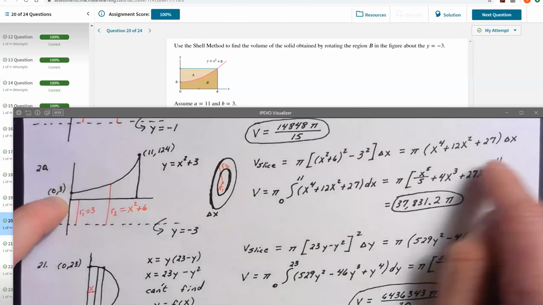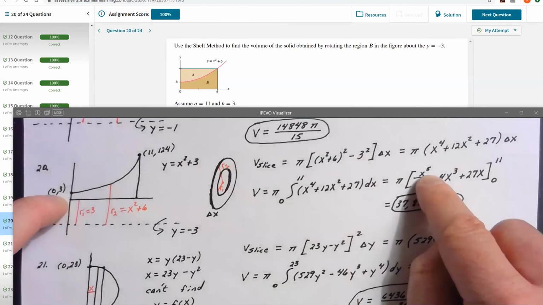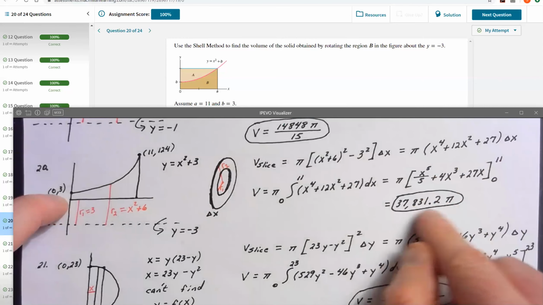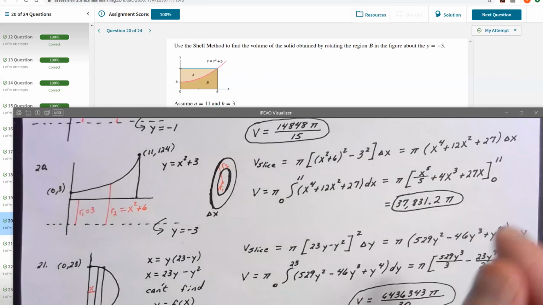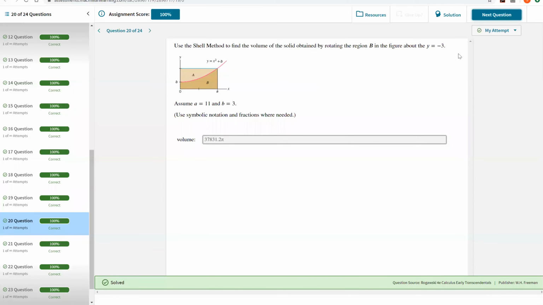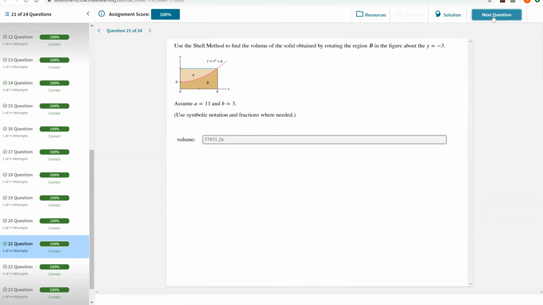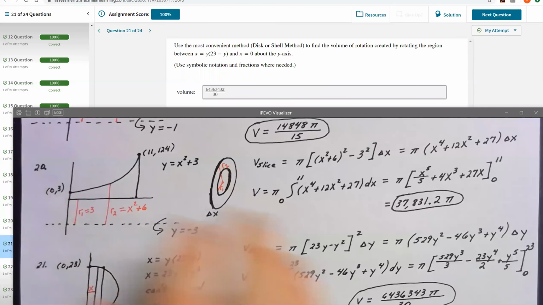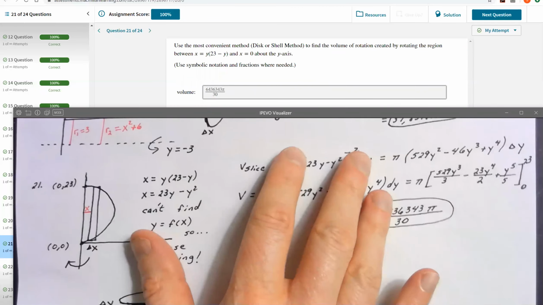When you plug an 11 into this, you're going to get some big numbers. But fortunately, they simplify pretty nicely here to 37,831.2. And I went ahead and just left it as a decimal since that's an exact decimal, and Achieve was fine with that. For the next one here, number 21.